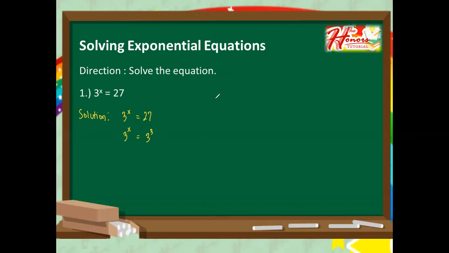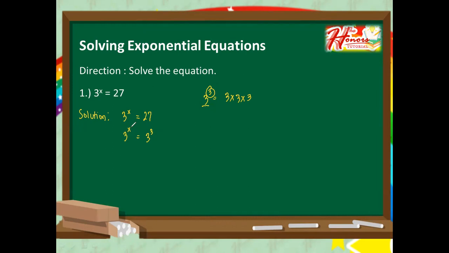Why? Because if we expand 3 raised to 3, it will become 3 times 3 times 3. Always remember that the exponent tells you how many times you are going to multiply your base, which is 3 also. So we have 3 times 3, that's 9, times 3, it's 27. So we use here 3 raised to 3.